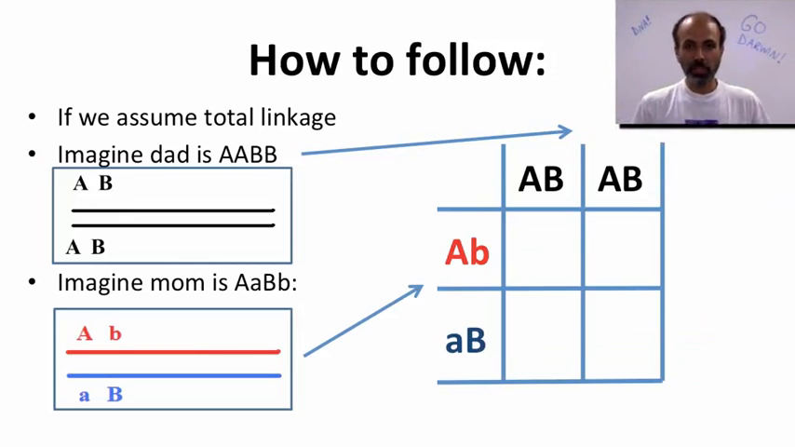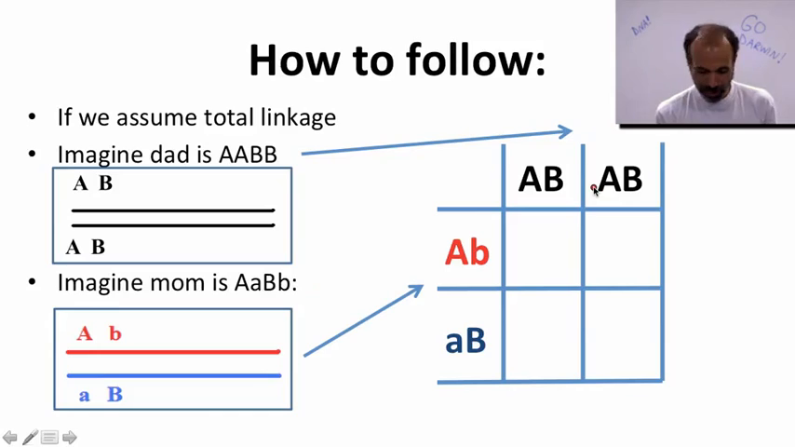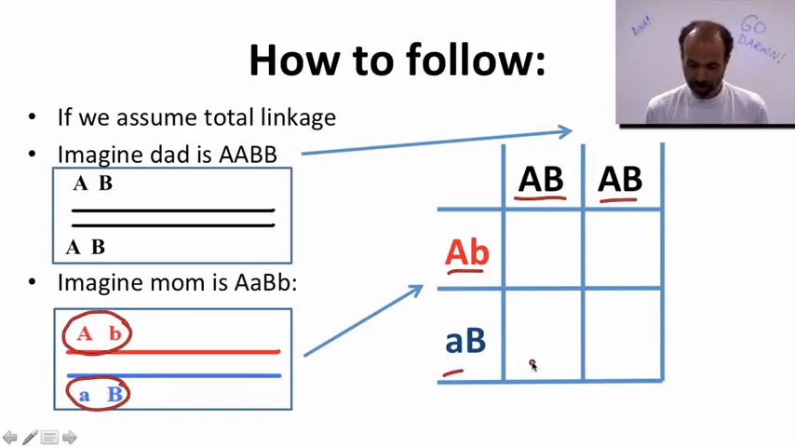Now let's assume total linkage. Let's assume that A and B are stuck together. They're right next to each other. So let's imagine dad is big A, big B. Let's imagine mom is big A, big B, little b. So dad is always giving the same gametes no matter what. Dad is always giving a big A, big B, right? So we see that along this chromosome. Dad is always giving a big A, big B. Mom, in this case, will only give a big A, little b, right? Or a little a, big B, because we said it's linked, right? So this is what mom's going to give.